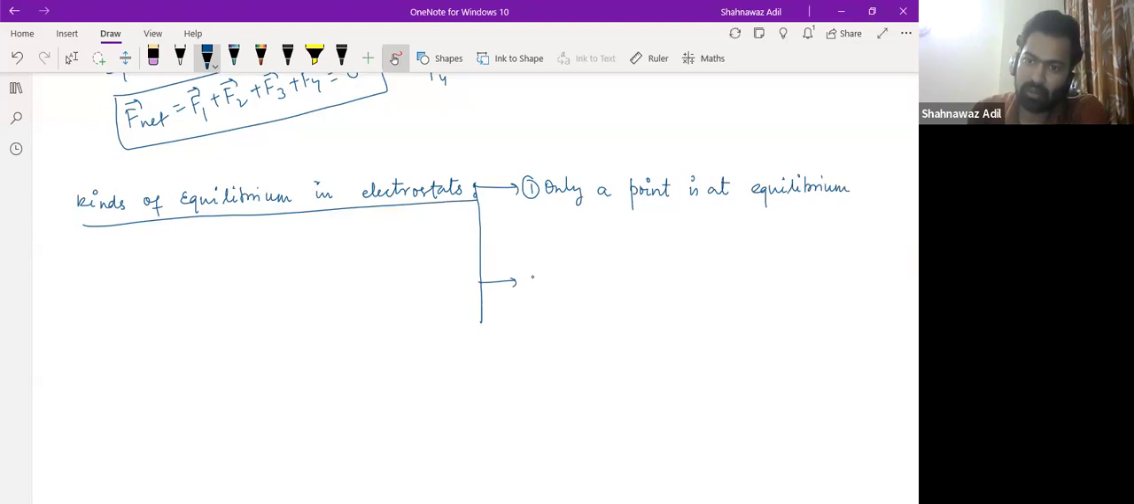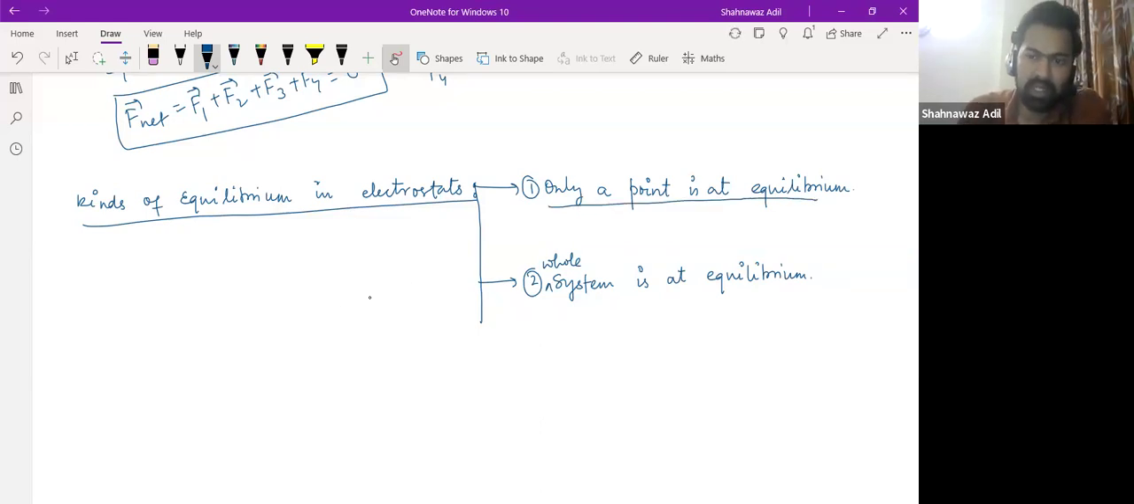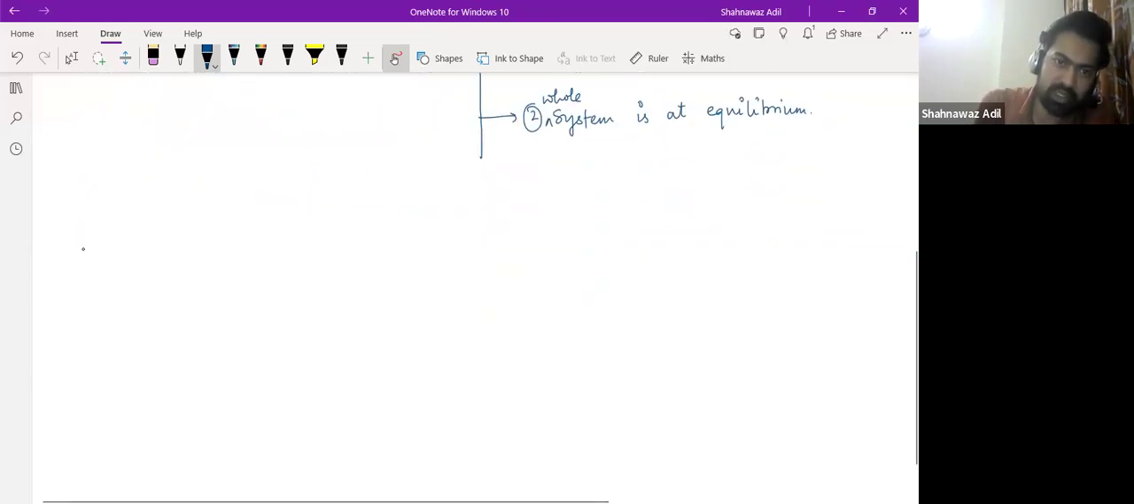And then we have the system. So the whole system is at equilibrium. So these are the two cases that we will understand, right? So the first thing is that only a point is at equilibrium. So let's do a question, and then it would become easy to understand, right?